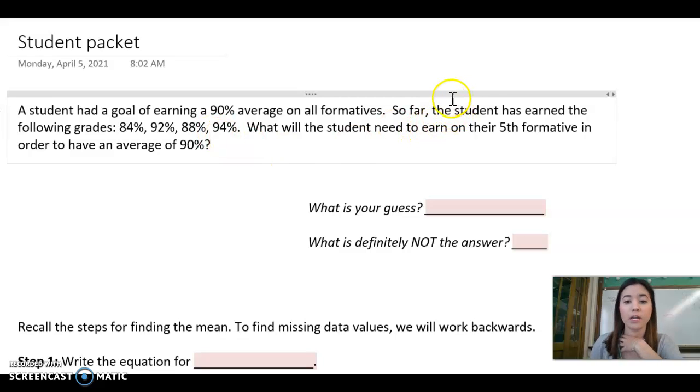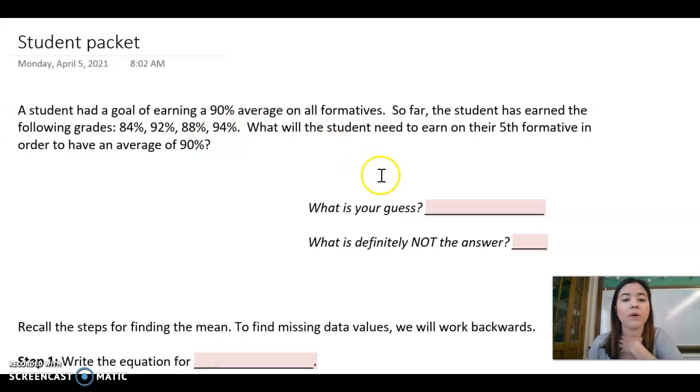What do you think the student needs to earn on their fifth formative to get the average 90 that they would like? Go ahead and pause me, and I want you to say, what is your guess? What would they need on the fifth formative? And then, what would definitely not be the answer? What would definitely not give them a 90? Go ahead, pause me now.